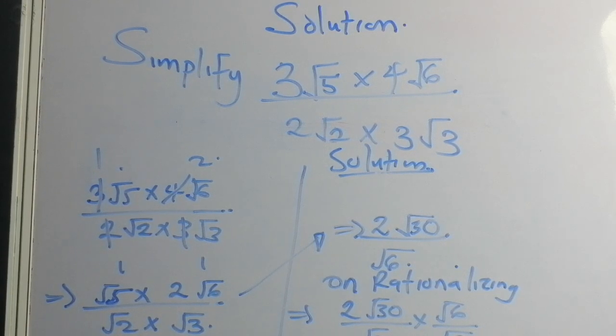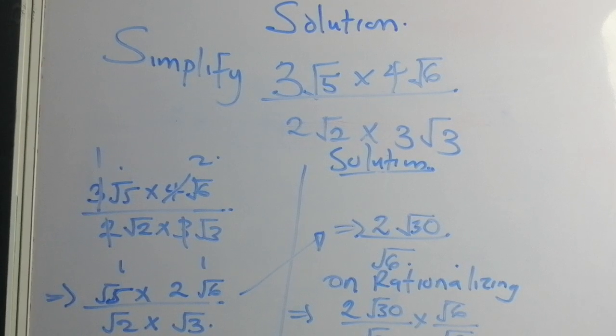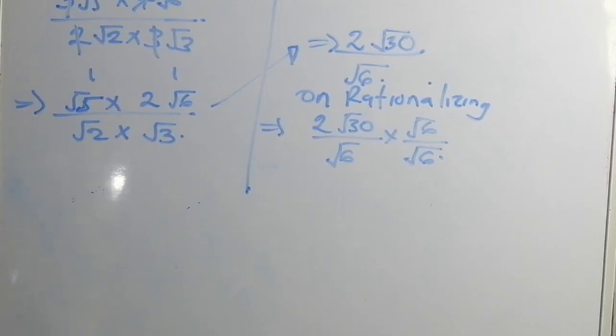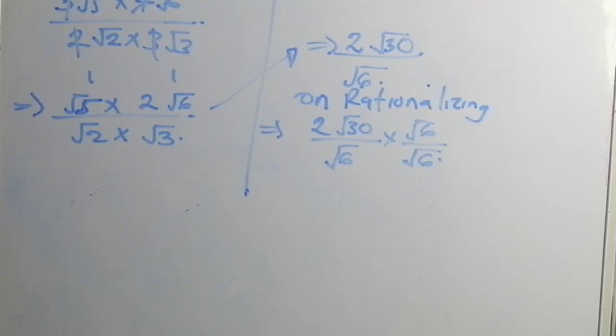When you're trying to rationalize, that is the way we rationalize. I'm multiplying the numerator and the denominator with the SURD form at the denominator, and the SURD form at the denominator is root 6. It's very simple and straightforward. So what do you do here? The same thing applies. Multiply inside with inside, multiply outside with outside. It's as simple as that.